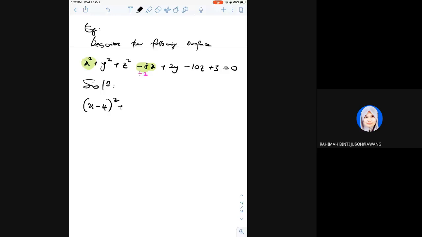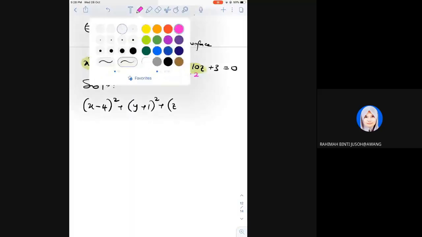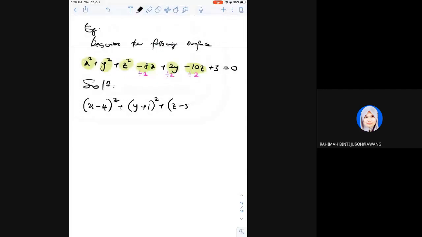Okay? And then plus, open the bracket, take y. The pair of y is 2y. So you have to divide the coefficient of y by 2. So 2 divided by 2 gives 1. Positive, so plus 1. Close the bracket, squared. Okay? So next, plus z, open the bracket for z. Look at the pair of z, which is negative 10z. So you divide this by 2. Negative 10 divided by 2, we will have negative 5. Squared.